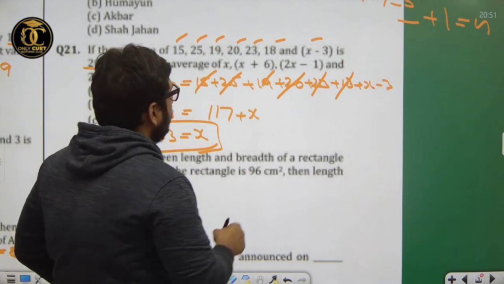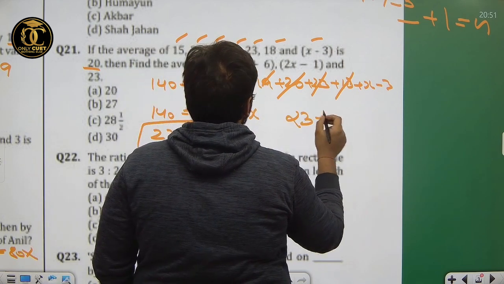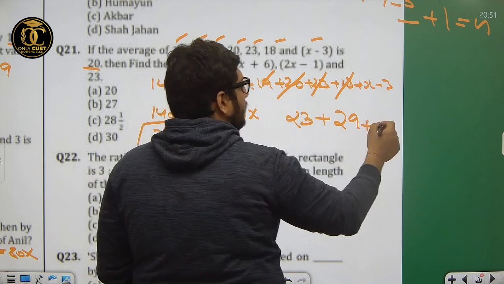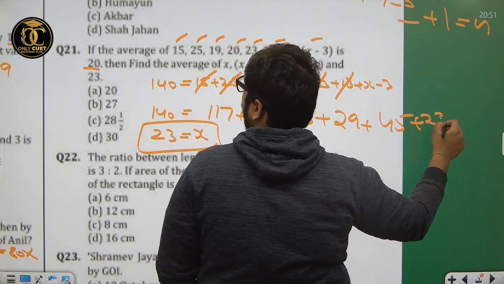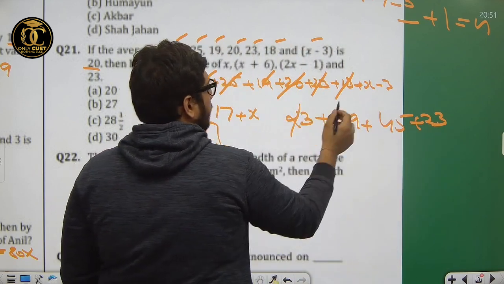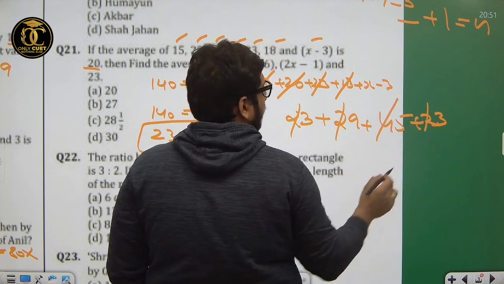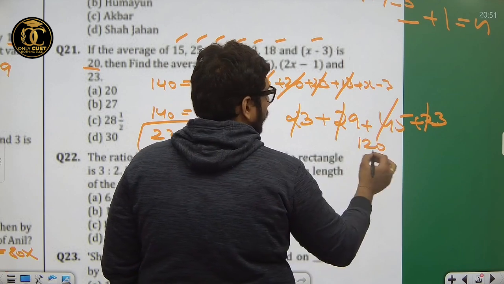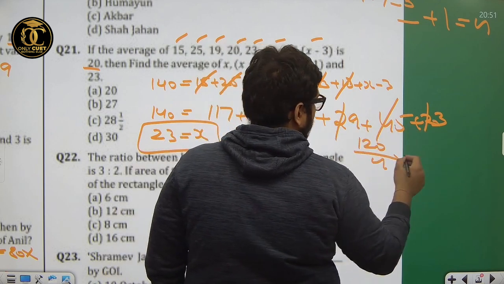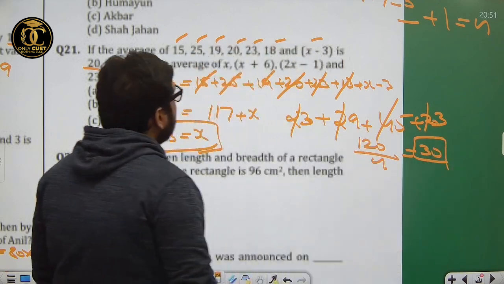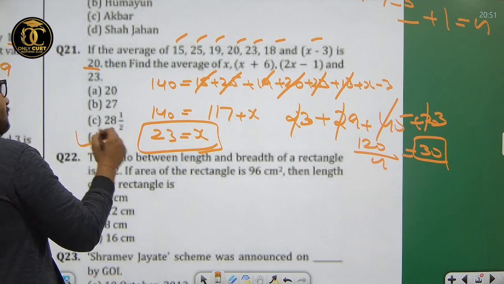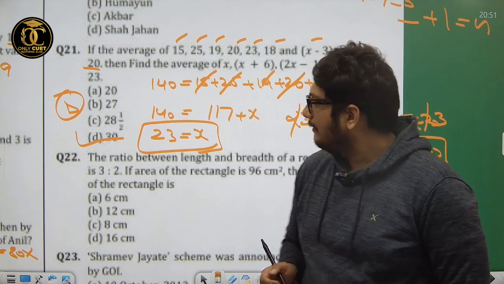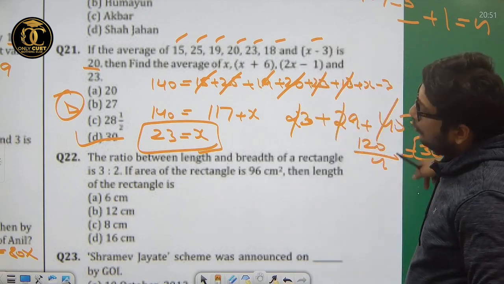Putting those values here, 23 plus 20, x plus 26, that is 29. 23 double is 46 minus 1, 45, again 20. Correct? 20, 40, 80, 100, 108, 117, 120. Total turns out to be 120 divided by 4 values gives me 30. So average is 30. That has been asked, average of this. So option D is the correct answer. 30 is the correct average. Clear, guys?